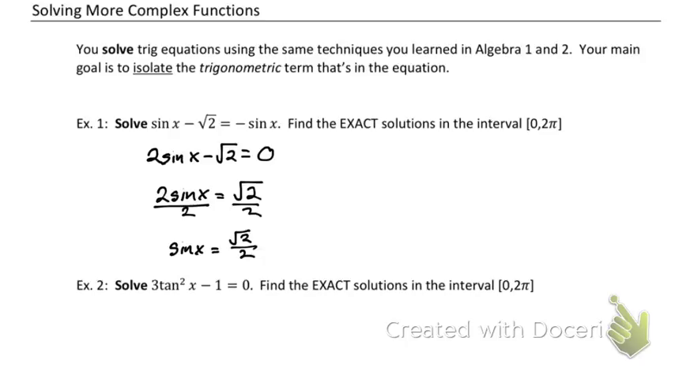The only difference here is A, I had to solve down to here to get it, and B, there's only two places between 0 and 2 pi that actually equals square root of 2 over 2. So you're just looking at the unit circle, and on your unit circle it says x can equal pi over 4, or x could be 3 pi over 4.